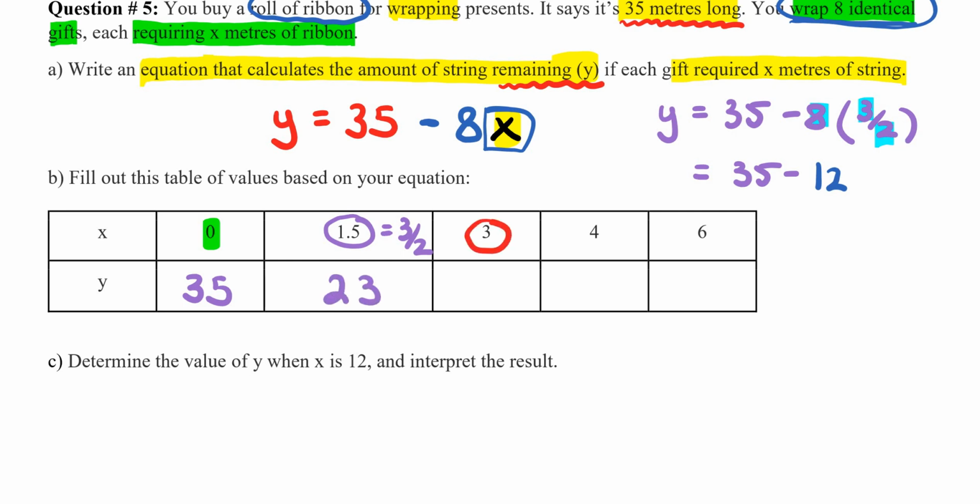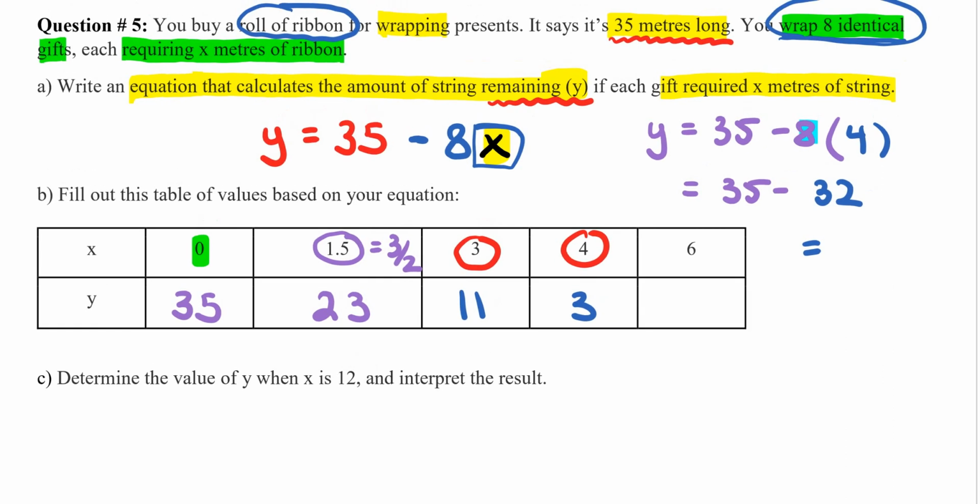Okay, the next value is going to be 3. So I'll change this and we'll put a 3 here now. So 8 times 3 is going to be 24. So 35 minus 24 gives you 11 meters of string left. Okay, now we have 4, so I'll just change this to a 4 here. 8 times 4 is 32. So 35 minus 32 is going to be 3 meters of string left. Okay, so if each present requires 4 meters of wrapping paper, if we use 4 meters each time, we're almost done the roll here, right?